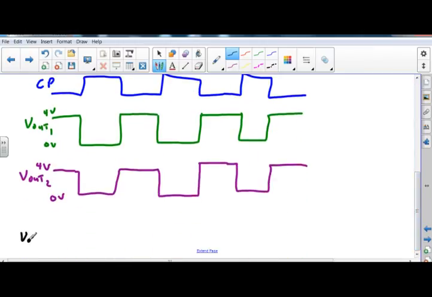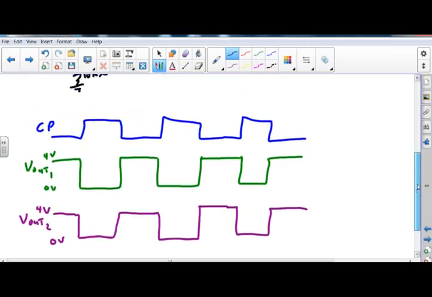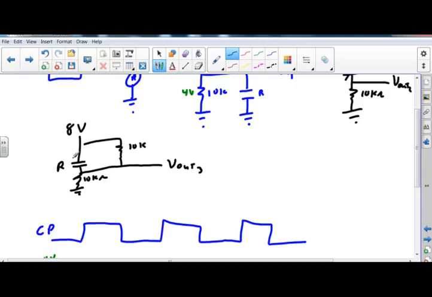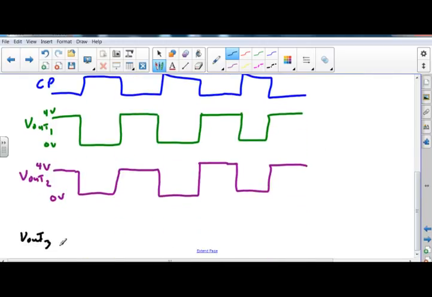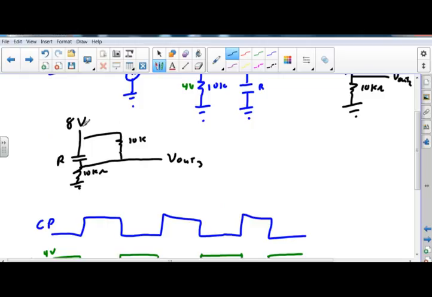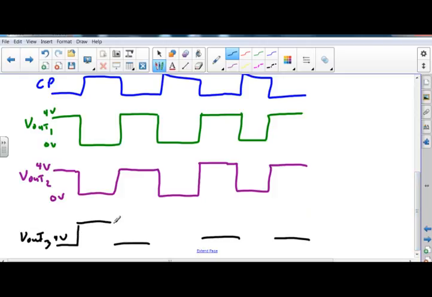And then I'm going to look at V out 3. And I say, well, when it's off, this guy is going to be open. When he's open, I'm going to see 4 volts at V out 3. So when the clock is off, I'm going to be at 4 volts. When the clock is on and this guy is shut, I'm going to see 8 volts at V out 3. Okay? That's all there is to do with 2-5.